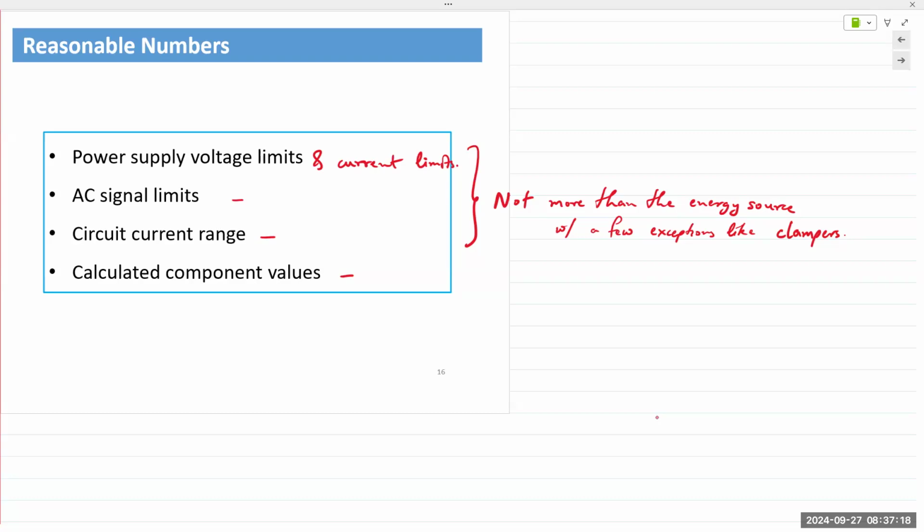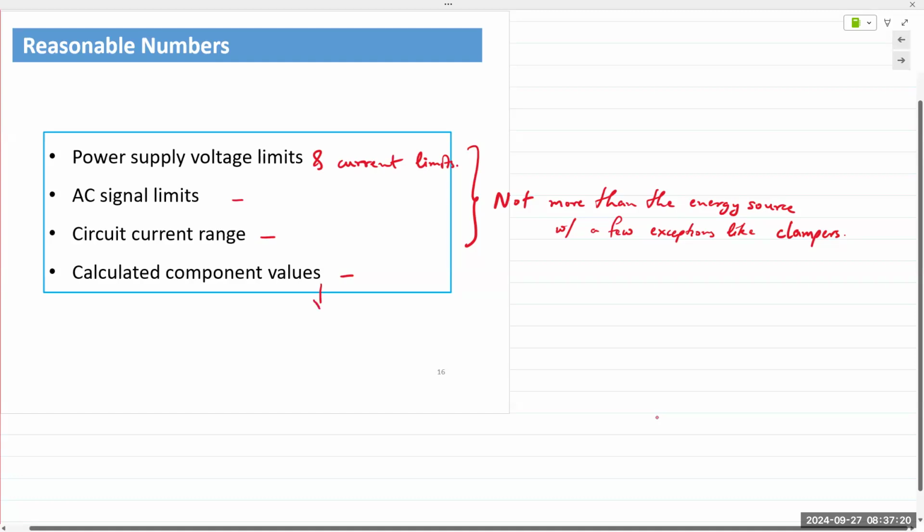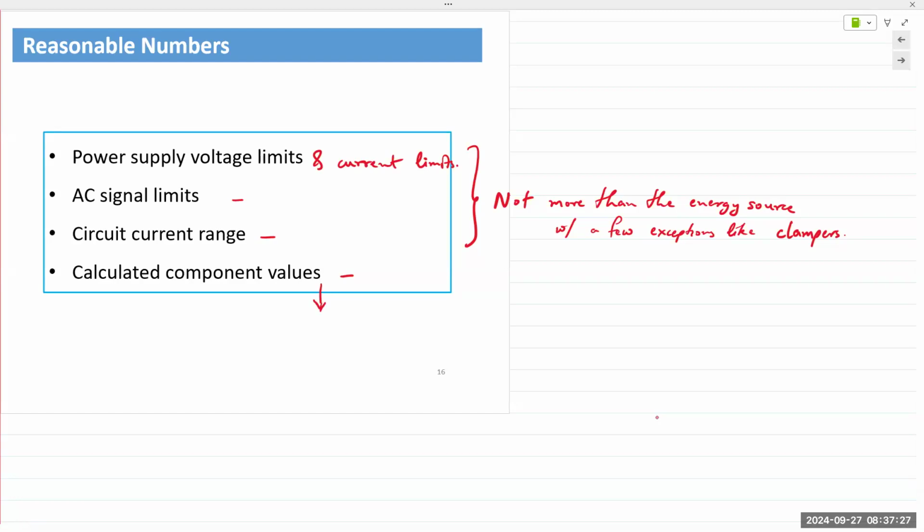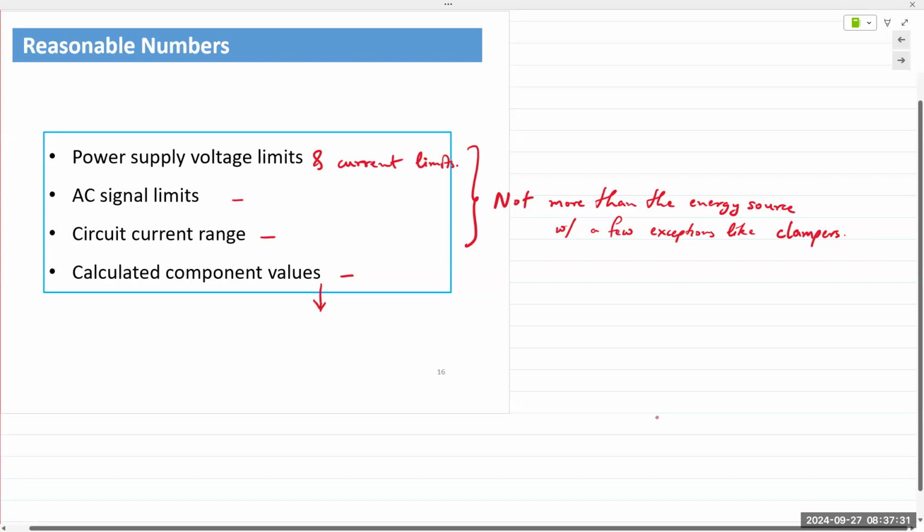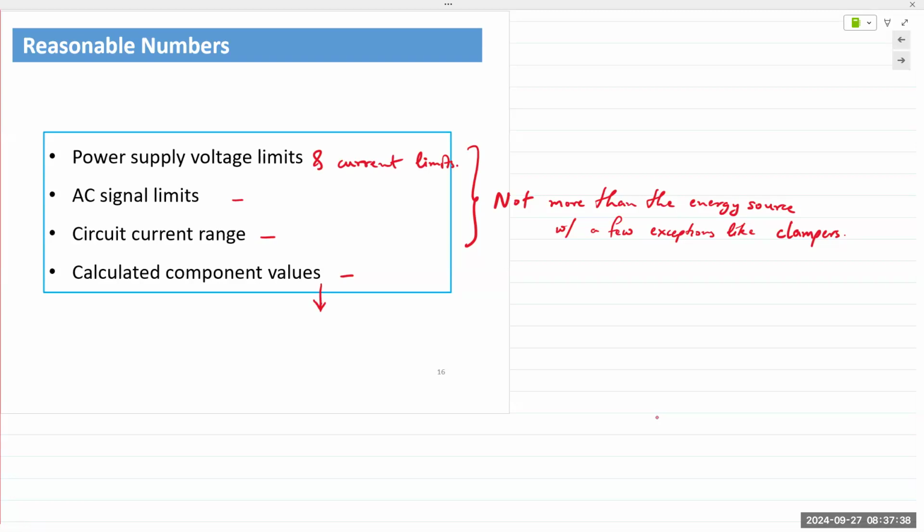So for one final thing about the calculated component values, typically theoretical values can be anything, right? Unlike actual physical components. So theoretical values could be, you might obtain 1 milliohm, let's say, right? 1 milliohm resistance. Theoretically, it's possible.